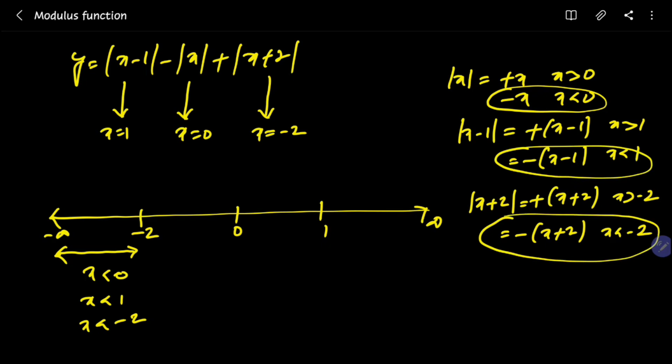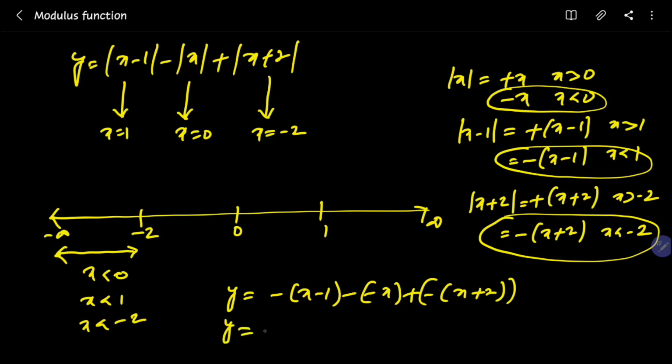So in the interval minus infinity to minus 2, mod of x minus 1 is taken as minus of x minus 1, mod x is taken as minus x, and mod of x plus 2 is taken as minus of x plus 2. So if we simplify, in the interval minus infinity to minus 2, we are going to get the function as minus x minus 1. So this entire combination of modulus functions in the interval minus infinity to minus 2 behaves as the line graph, minus x minus 1.